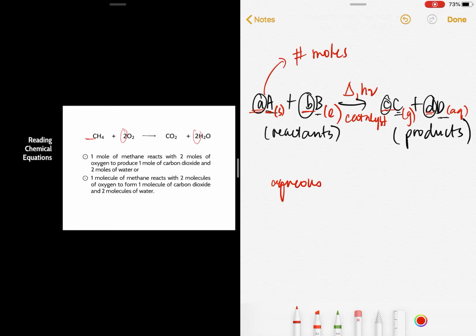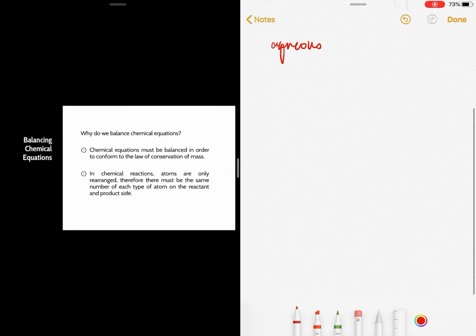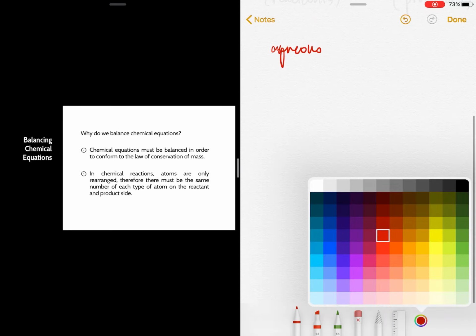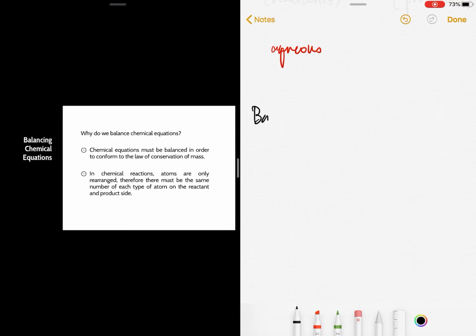Ayan. So bakit 1 mole si methane dito? Kasi walang nakasulat sa kanya. Paano siya naging 1? Automatic, pag wala pong nakasulat, 1 po ang ating coefficient. Now, we'll go to the balancing of chemical equations.